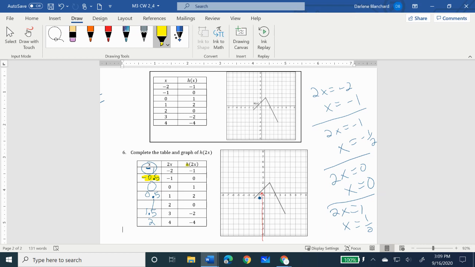h of 2x is not accepting x's today, so it has to first be doubled. When I multiply -1/2 by 2, I get -1. -1 is the one who gets to enter the h function. Now h says if -1 enters, I give it 0.